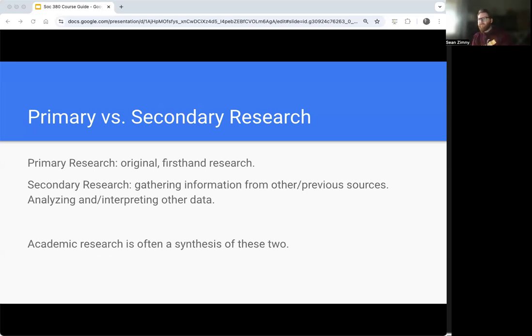Whereas secondary research is you gathering information from other or previous sources and analyzing and interpreting it, often in a slightly different way. A literature review is an example. Let's say I did a survey and some statistical analyses on it, but you looked at that data and said, I want to do these analyses as well, or take a different angle or approach. That would be an example of secondary research. Academic research is oftentimes a synthesis of the two, right? Looking at prior research, but then also building upon it with some original data collection.